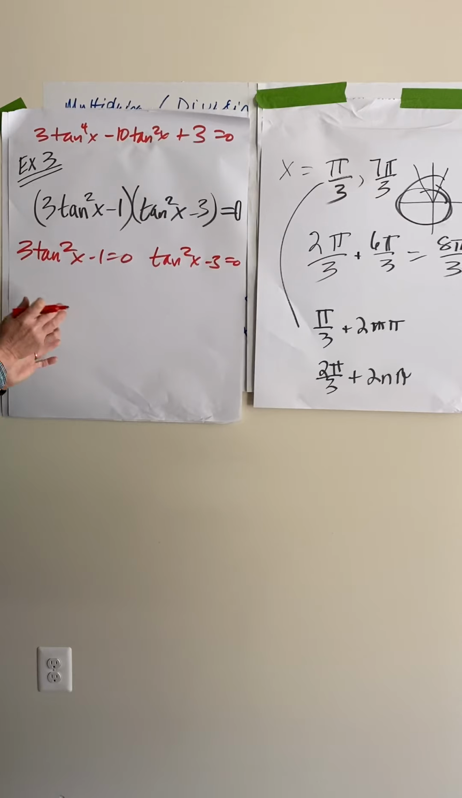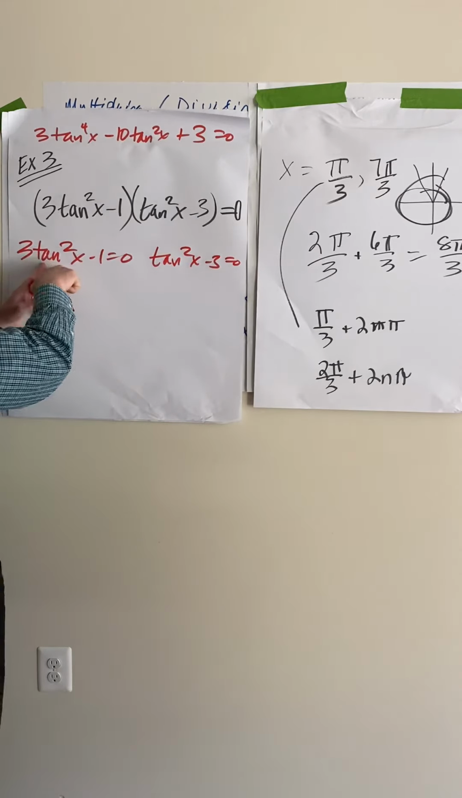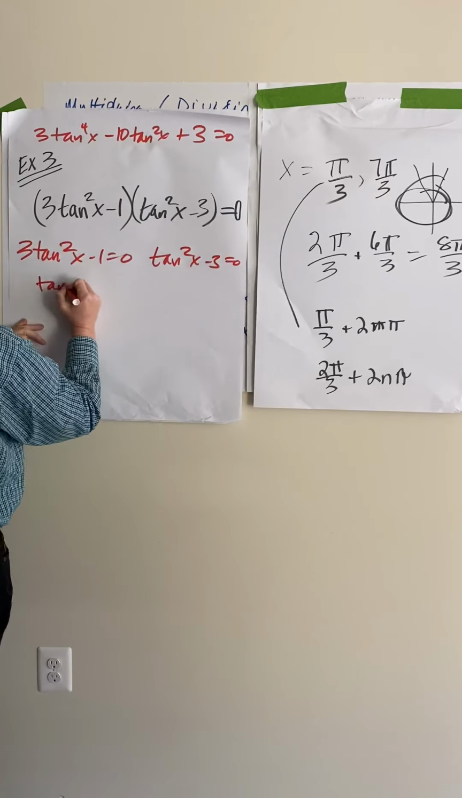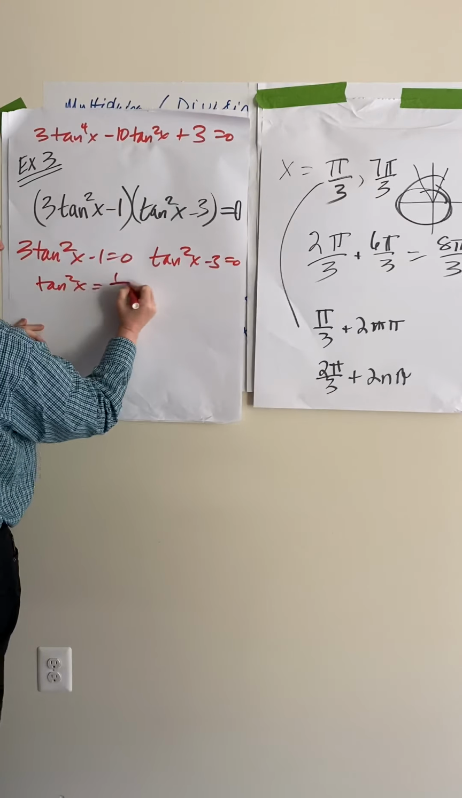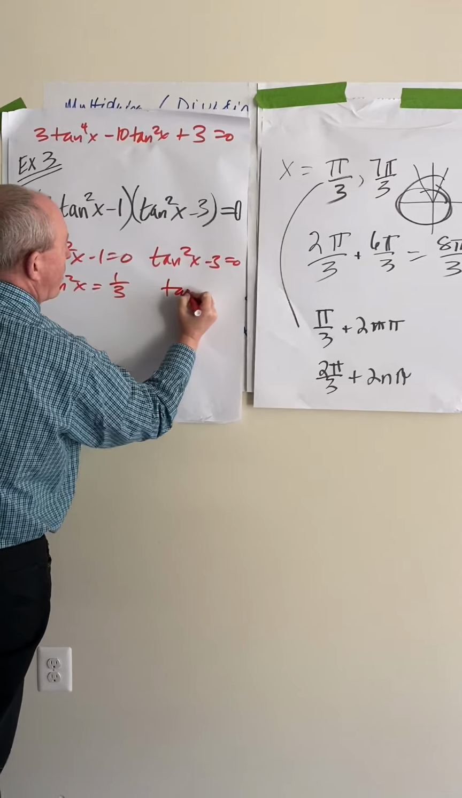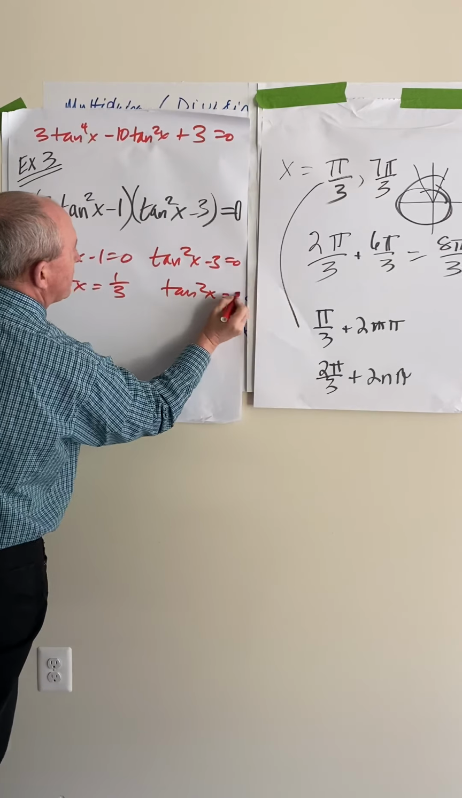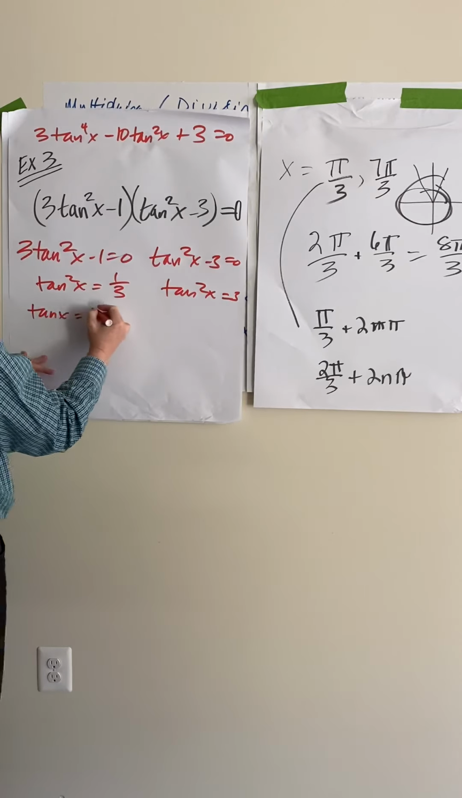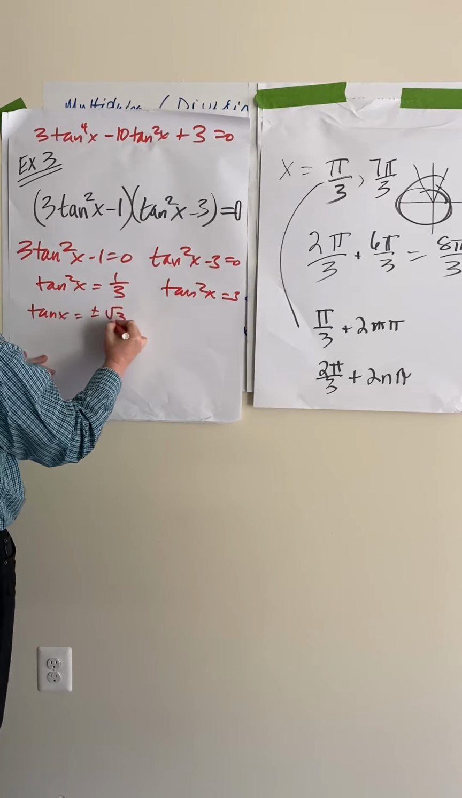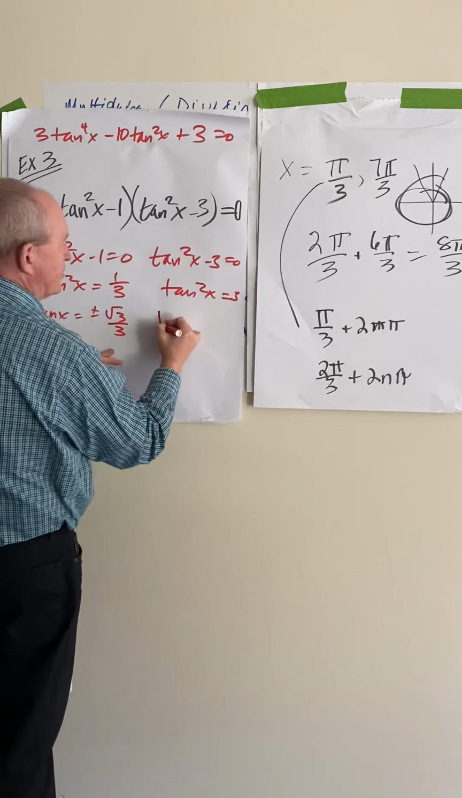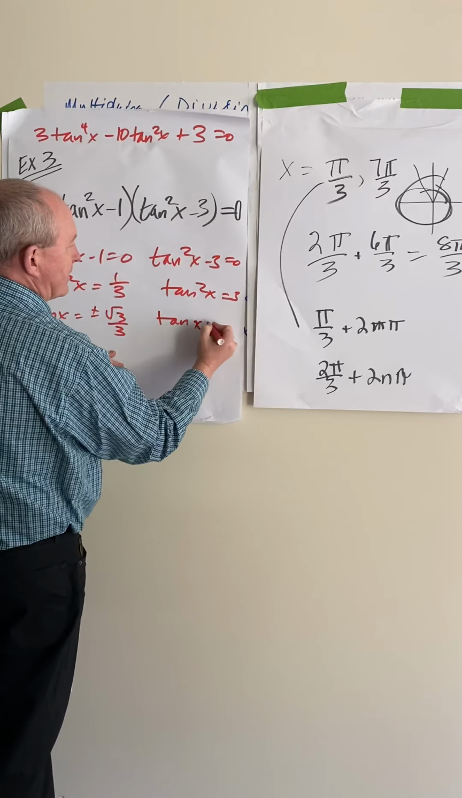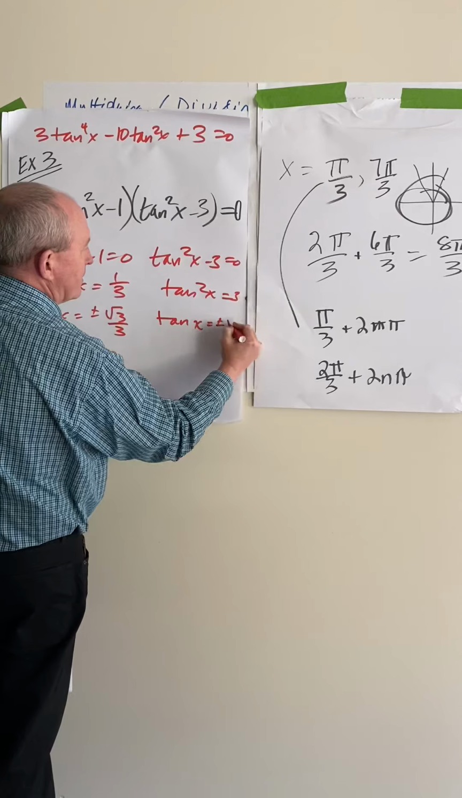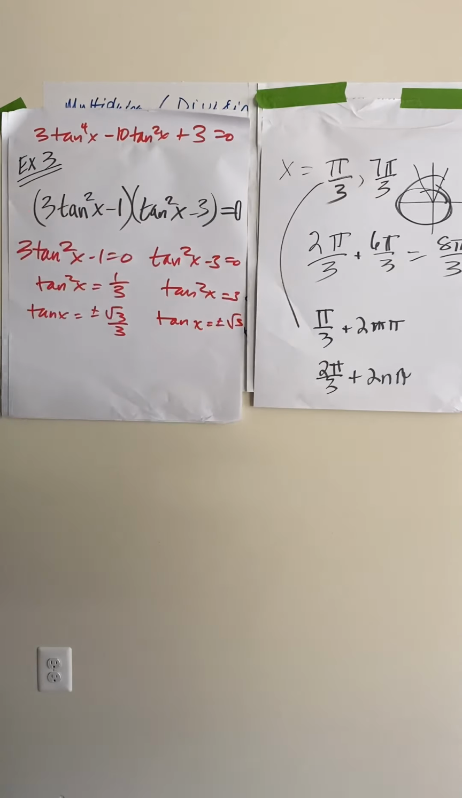If I solve these two equations, I'm going to do it kind of quickly. I'll have the tangent squared equals 1/3, or the tangent squared equals 3. So this one would be tangent of x equals plus or minus root 3 over 3. And this one would be tangent of x equals plus or minus root 3.